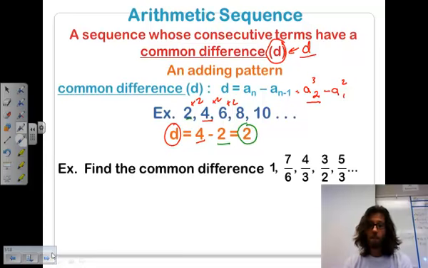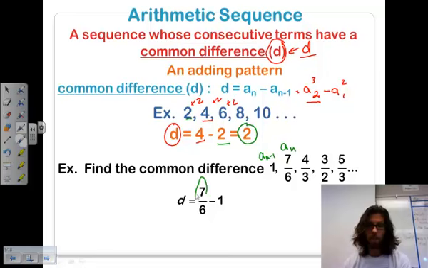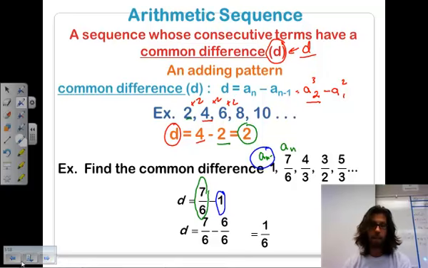Okay. Another example would be something like this. If you want, you can take a moment to pause the video. All we're going to do is pick any two terms here, and I'm going to pick the first 2, but you could pick 3 over 2 and 4 over 3. Doesn't matter. Basically, this would be a sub n, and this would be a sub n minus 1. And we can see here a sub n minus a sub n minus 1. Get a common denominator, subtract them out, and we find that d is in fact equal to 1/6 in this case.